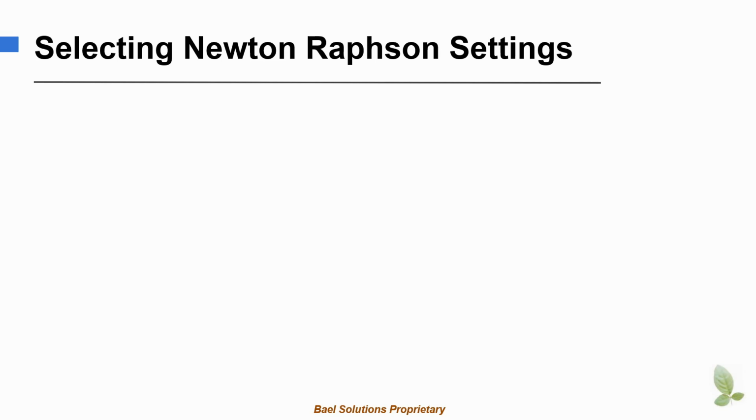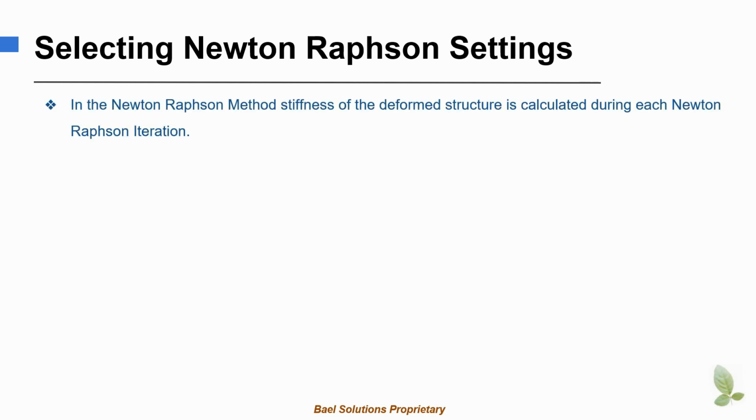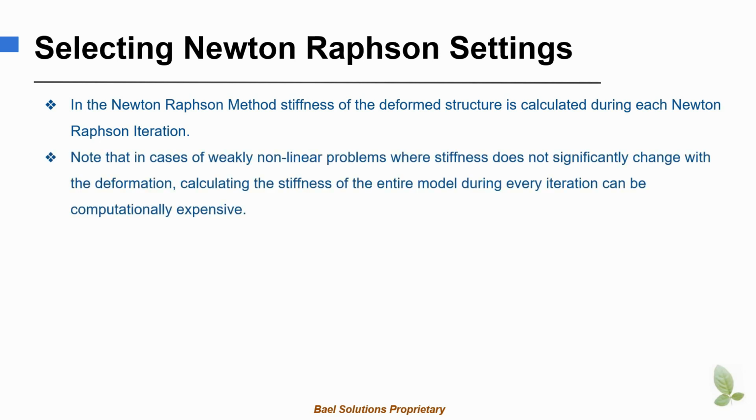In the last session, we saw that the Newton Raphson method calculates the stiffness of the deformed structure during every iteration. If a large number of iterations are required for the solution, calculating the stiffness of the structure every iteration is computationally expensive. Therefore, variants of the Newton Raphson method are used to get a more efficient solution. The graphical representation of these variants is shown below.